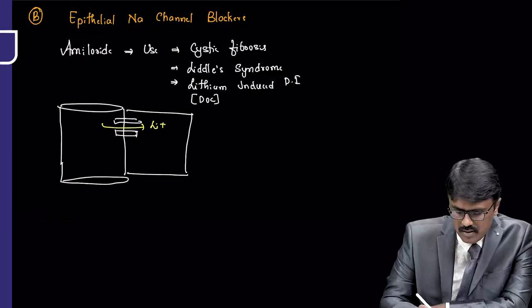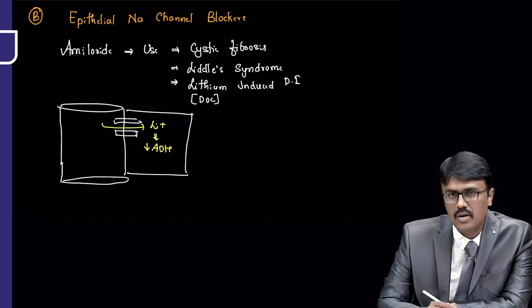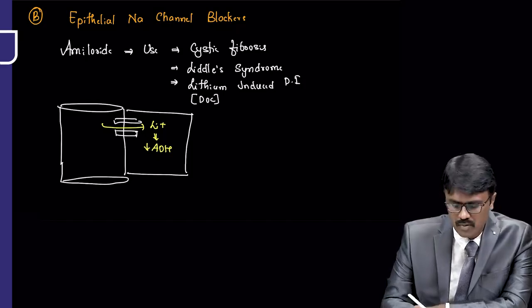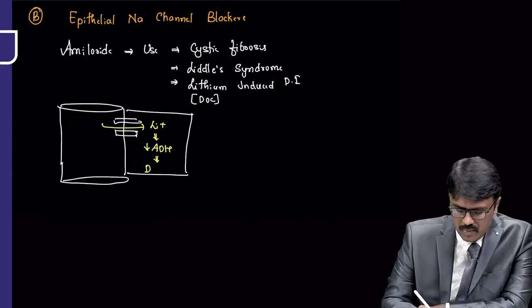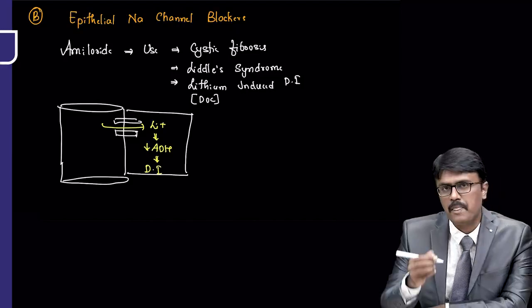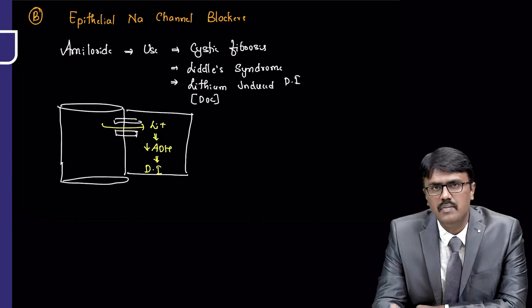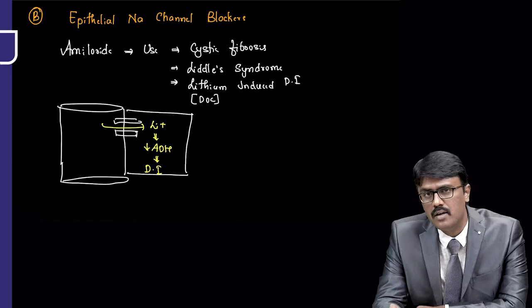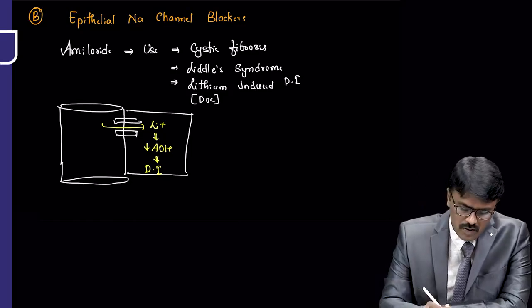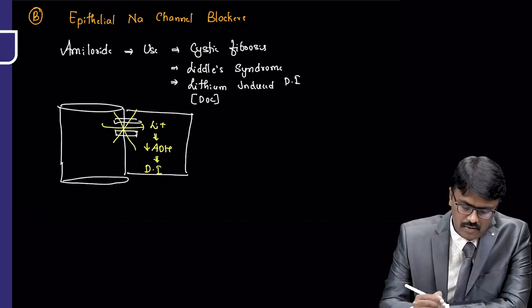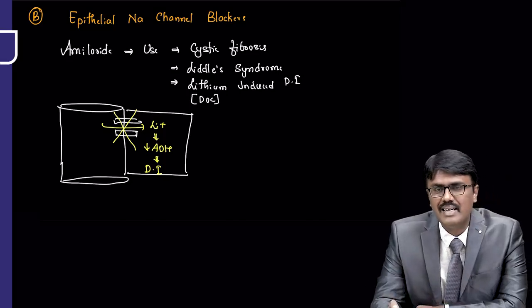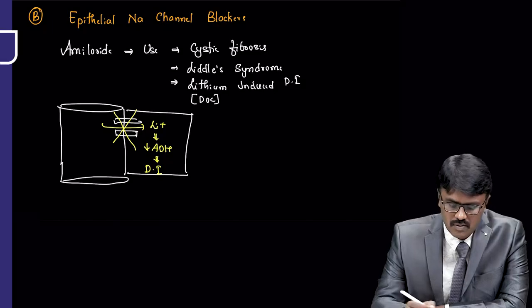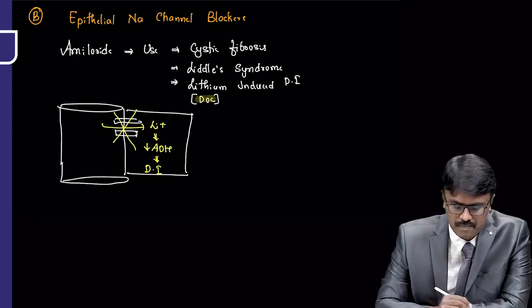When the lithium enters, it decreases the activity of ADH. So what is ADH? Antidiuretic hormone. When you decrease that effect, the patient will have diabetes insipidus, and that is what we mean by lithium-induced diabetes insipidus. So if lithium enters inside, only then diabetes insipidus occurs. So when we use amiloride, it blocks the entry of lithium, and it will treat the lithium-induced diabetes insipidus. That's why it is the drug of choice for this.